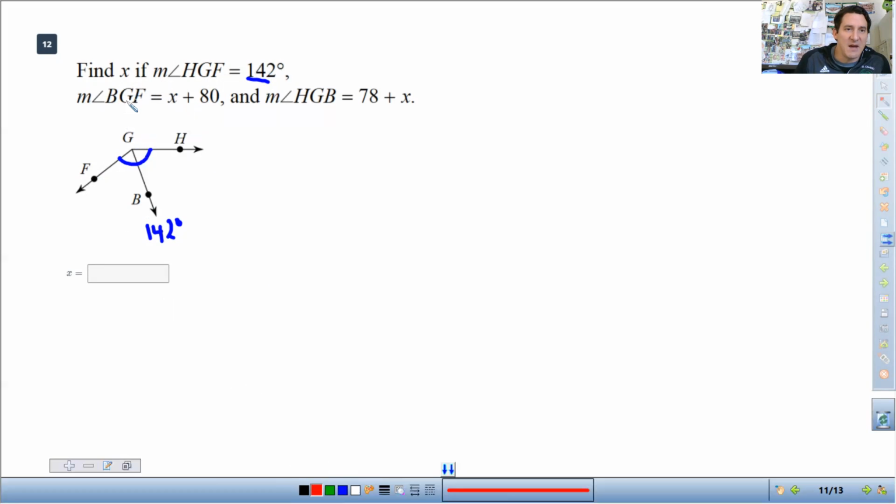BGF is X plus 80. And then HGB is 78 plus X. So that's going to be here, 78 plus X. So just like segment additions, you add the two parts together to get the whole thing. So the two parts is going to be X plus 80 plus 78 plus X. And that is going to be equal to the whole thing of 142.